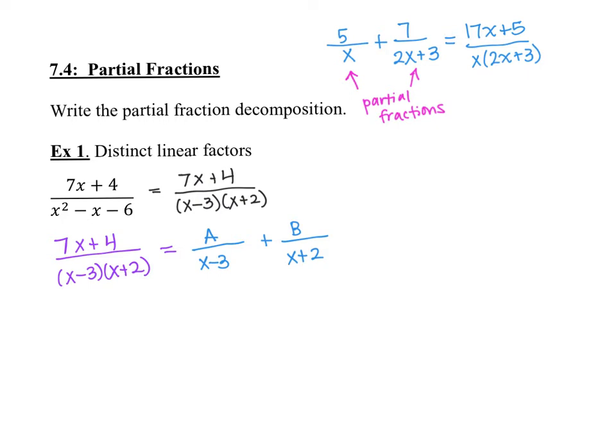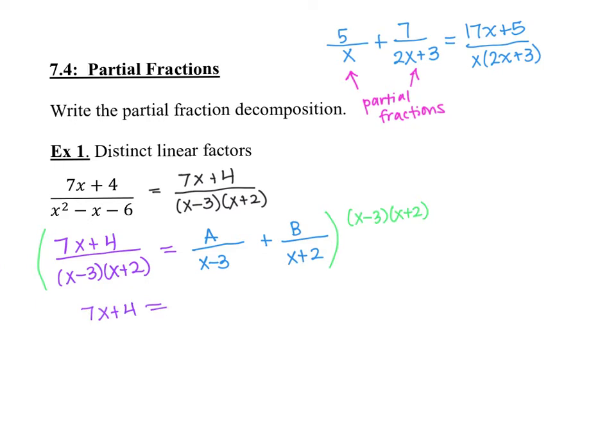Okay, from here, I want to figure out what a and b are. So I'm going to solve this equation. Since this is a rational equation, I think I'm going to cancel out the common denominator. So I'm going to multiply the entire equation by x minus 3, x plus 2. If I do that, for this first fraction, the x minus 3 and the x plus 2 both cancel. And then I'm left with 7x plus 4.